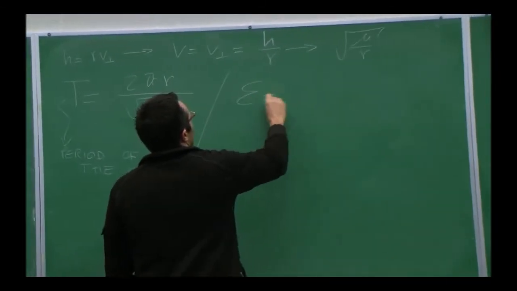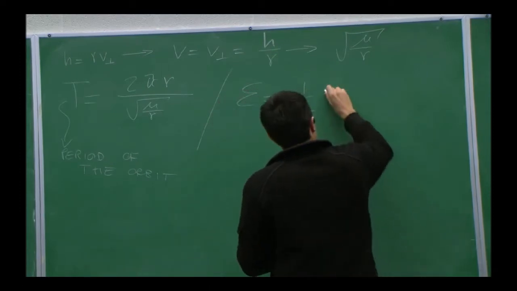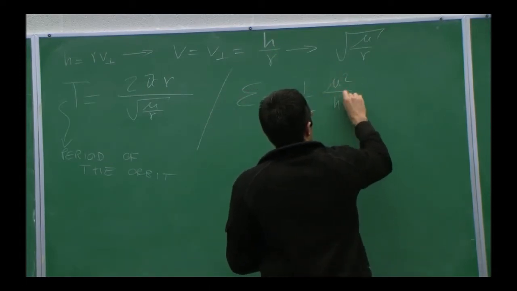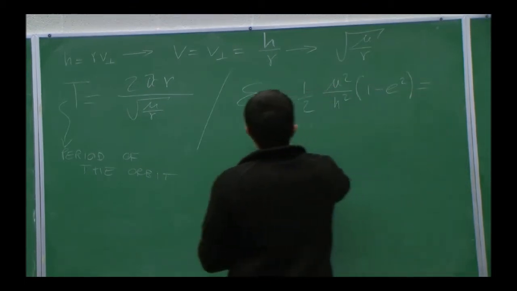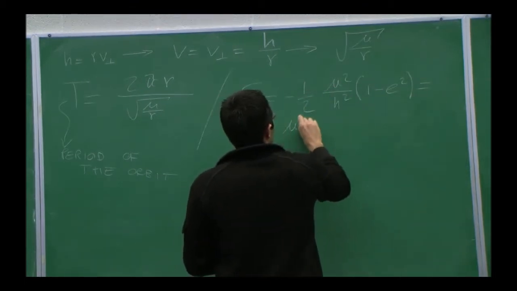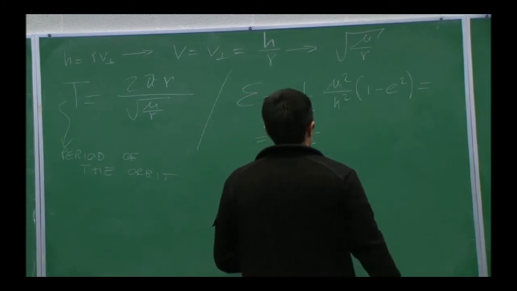What is my energy? Energy was given by this expression, minus 1 over 2 mu squared over h squared times 1 minus e squared. e is 0, so I get minus mu squared over 2 h squared. That's it.